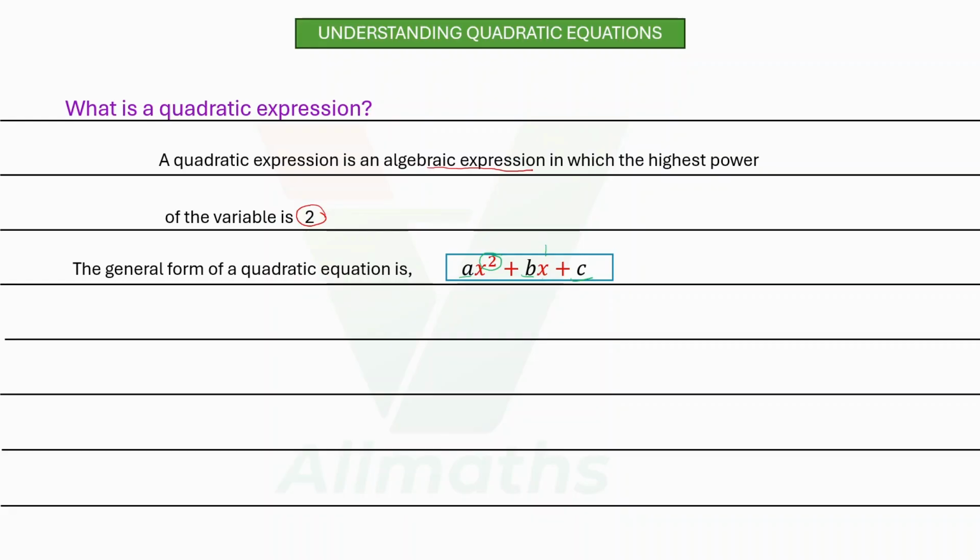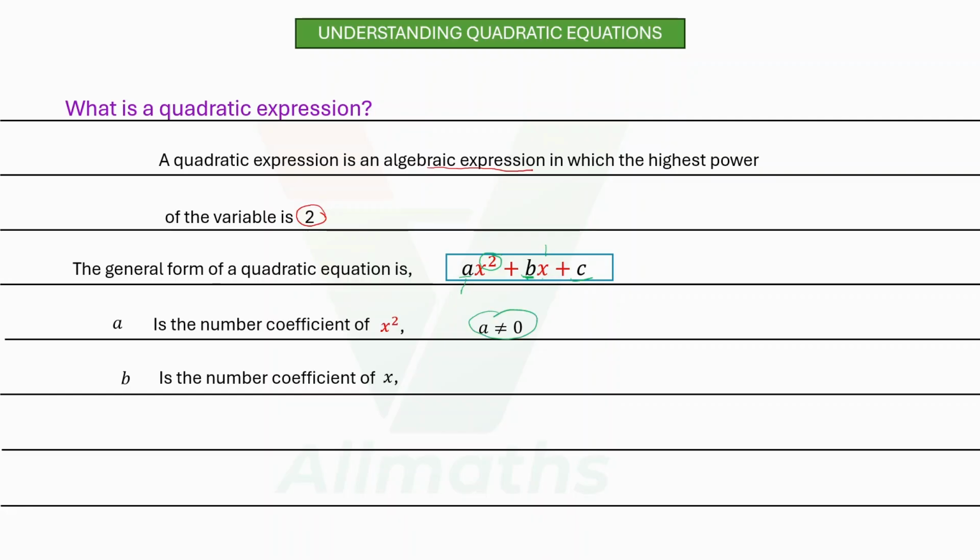Is that okay? Now let's look at it. a is the coefficient of x squared. So the variable with the power of 2, its coefficient is the one we refer to as a. The variable with the power of 1, which is x, the coefficient is what we refer to as b.